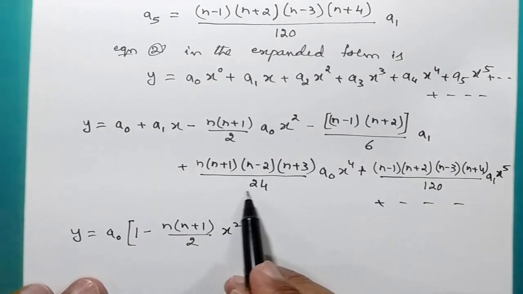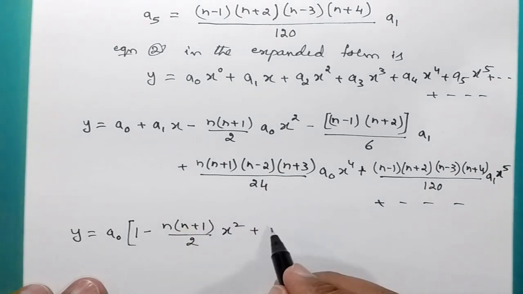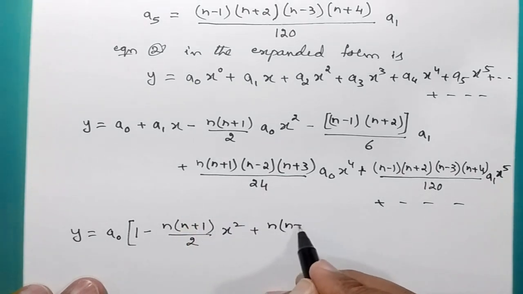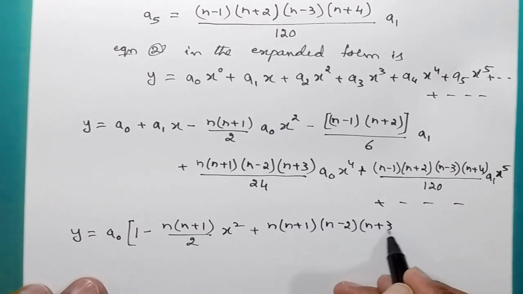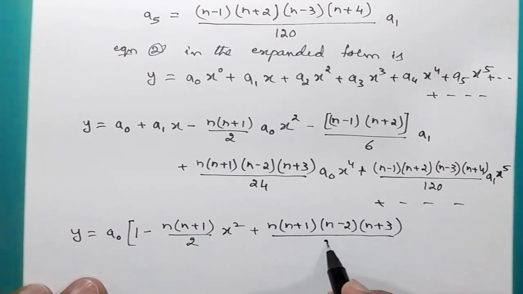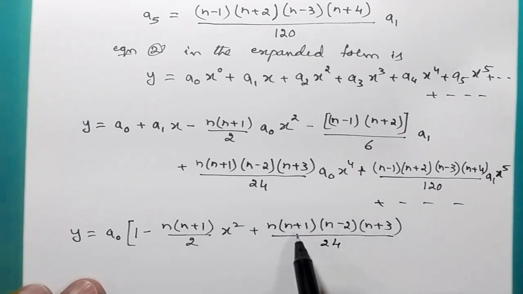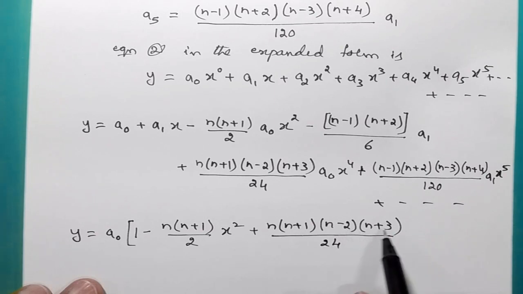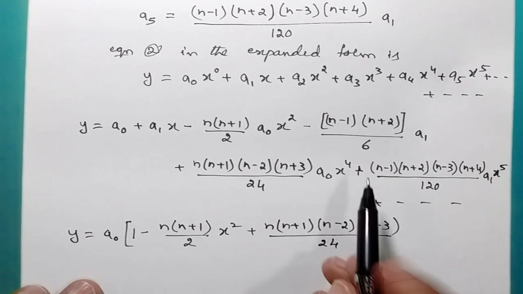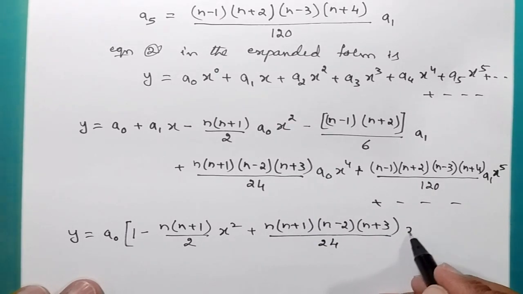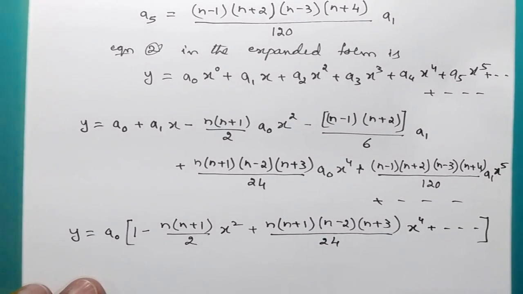Next, this term is your a0 term, plus a0 I have already taken common, will be left out with n into n plus 1 into n minus 2 into n plus 3 divided by 24. I have just written this expression in such a way that we get n, 1, 2, 3 in some order. Then x power of 4, and the remaining terms will be there over here.